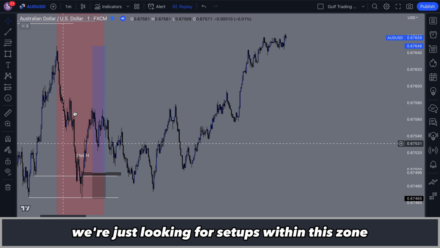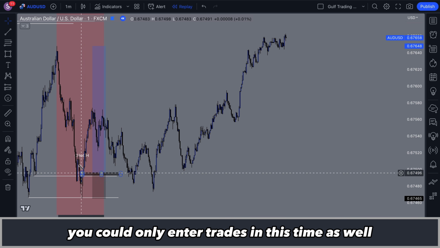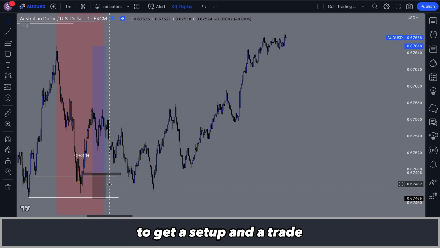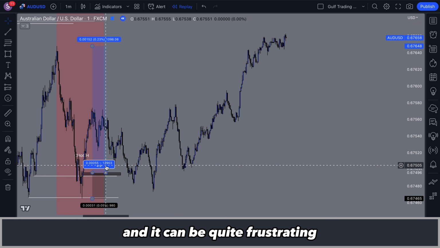We're just looking for setups within this zone. If you wanted to, you could only enter trades in this time as well, but it's quite a short window to get a setup and a trade. It's not going to happen all the time, and it can be quite frustrating if you're constantly looking at the charts not getting trades, but that's entirely up to you. Trade it how you want, but this is how I do it.